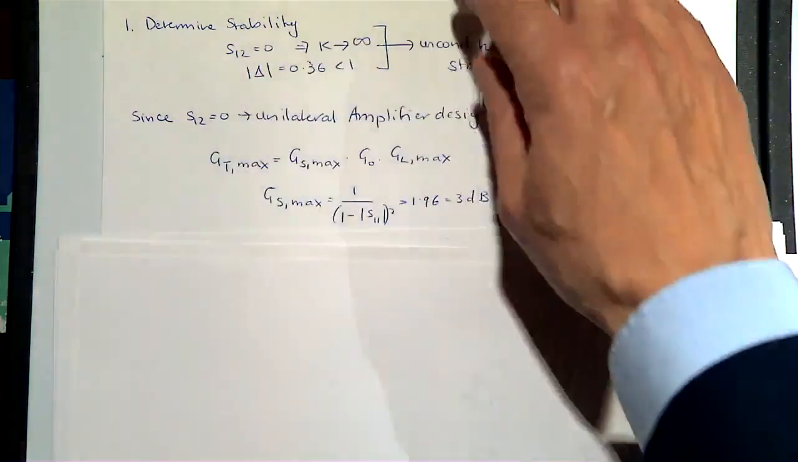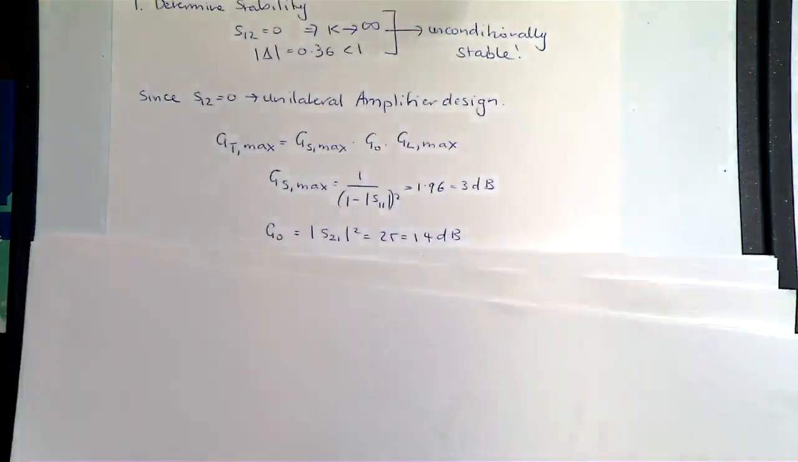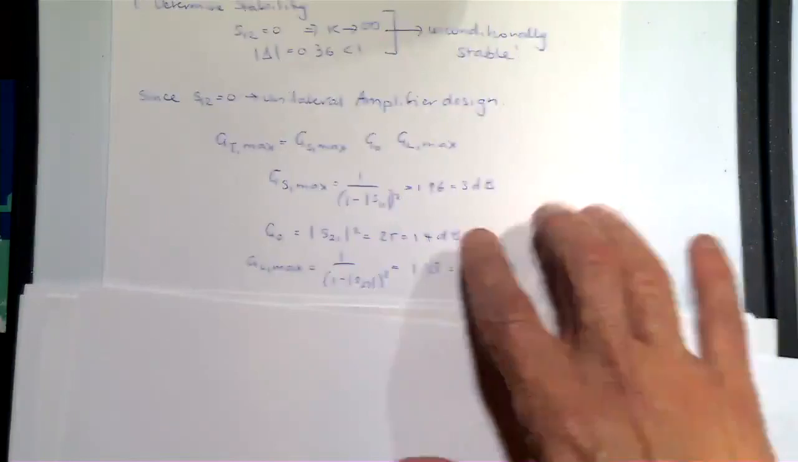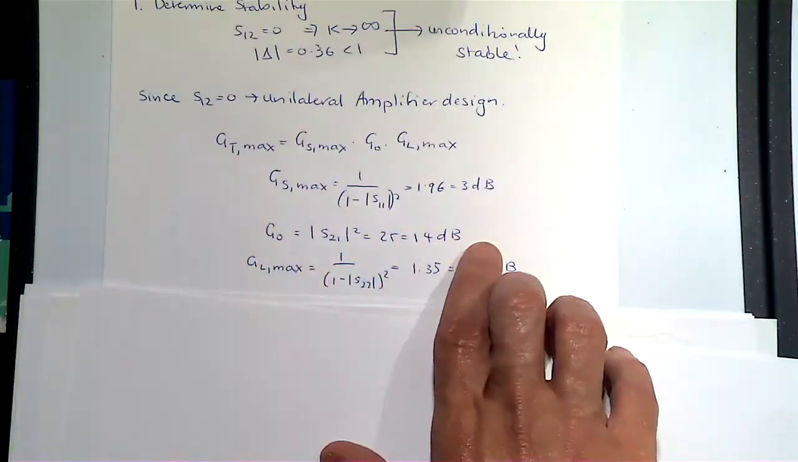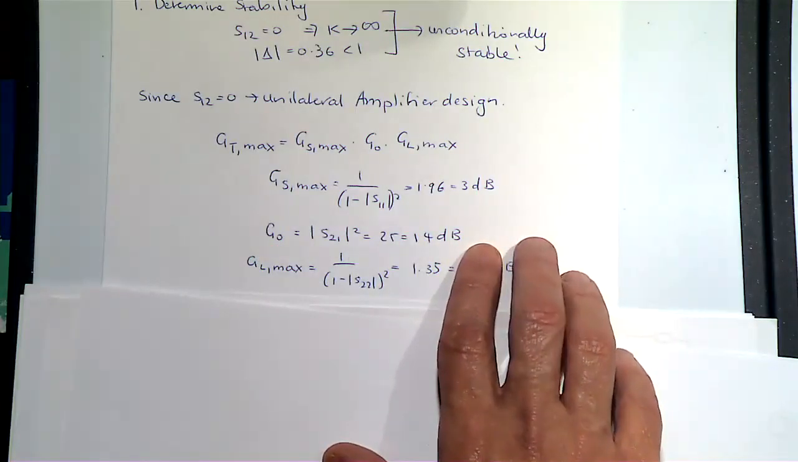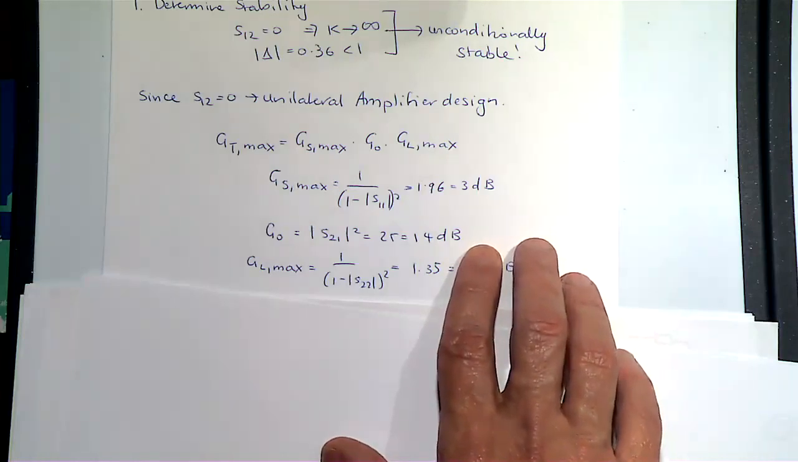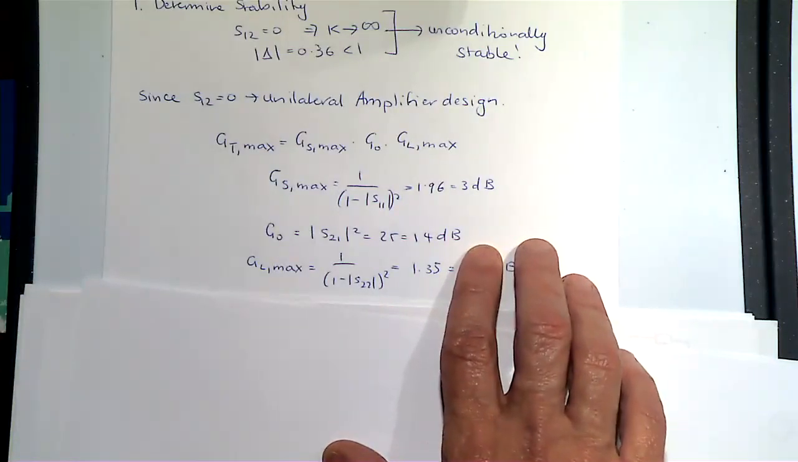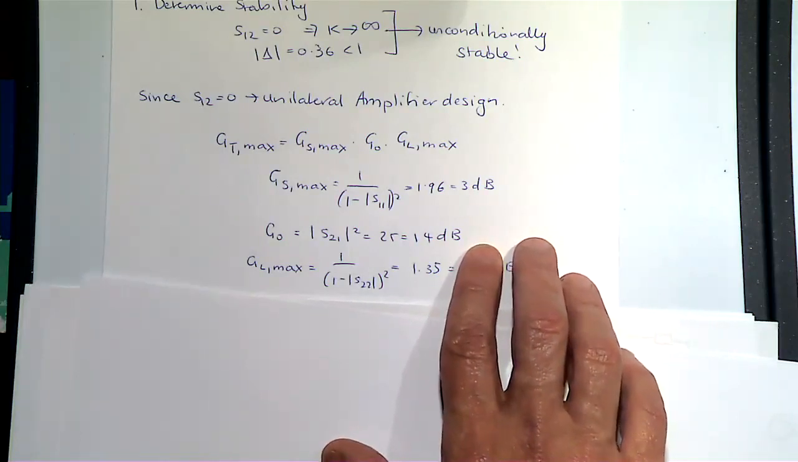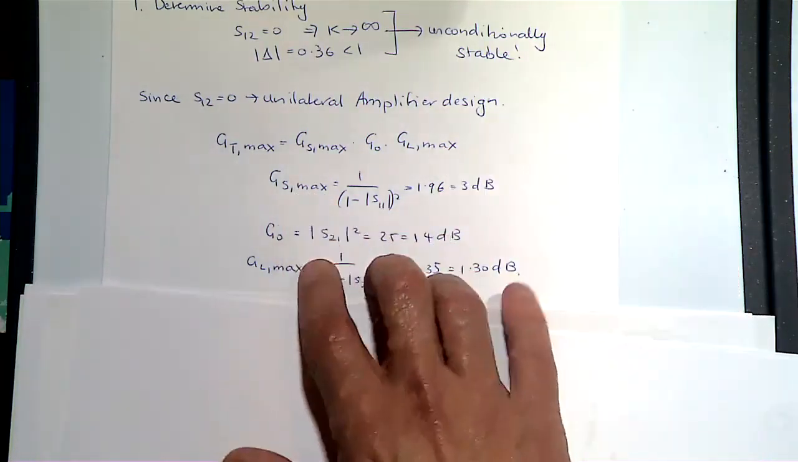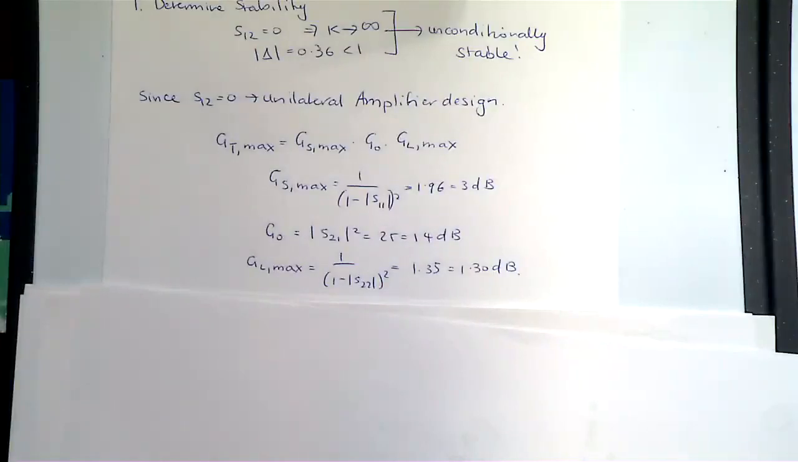Okay, so suppose we know what G naught is, which is the gain of the transistor. Because we've biased it a particular way, S21 squared is something, and it's giving us 14 dB gain. Now, why am I working out GS max and GL max? What's the significance, or what's the importance, I should say?